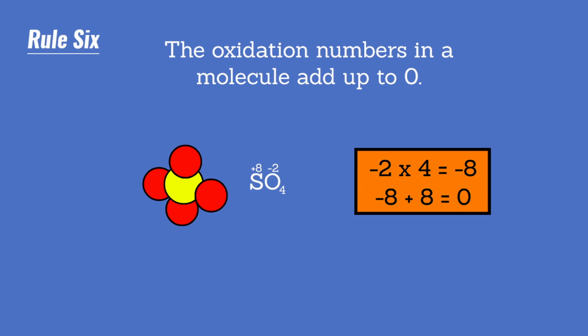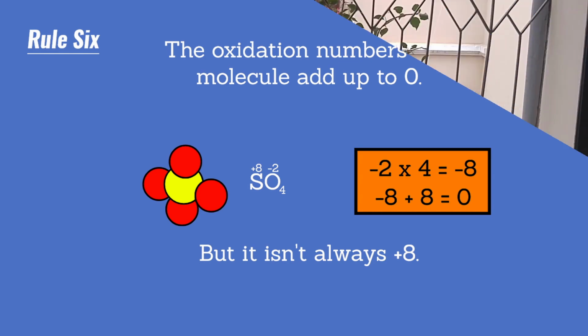We can just do simple elementary algebra that I have said in my algebra video, so I don't even need to repeat it. So oxygen has -2. -2 times 4, that's -8. So sulfur has an oxidation number of +8, since they add up to 0. But it isn't always +8. That's why we don't have a rule for it.